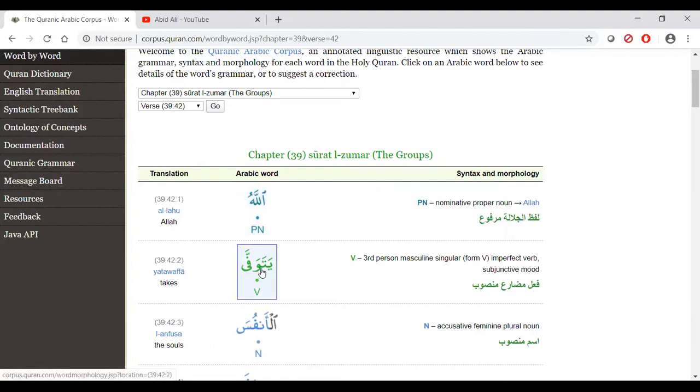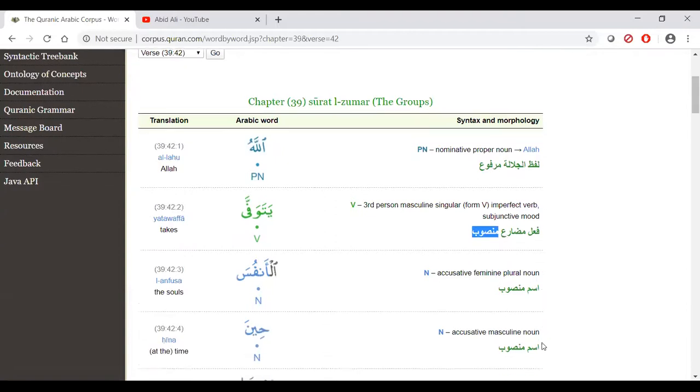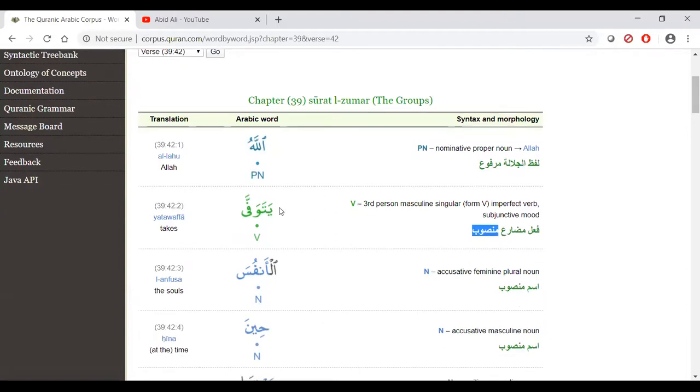But look at the next one, yatawaffa. It's telling me it's a fil mudari mansoob. Now I haven't studied the fil yet, but mansoob sounds like something I have discussed. What does mansoob mean? Nasab. So when there is a fatha on the last letter, we know that this word is mansoob.